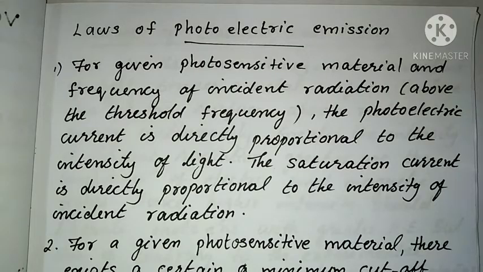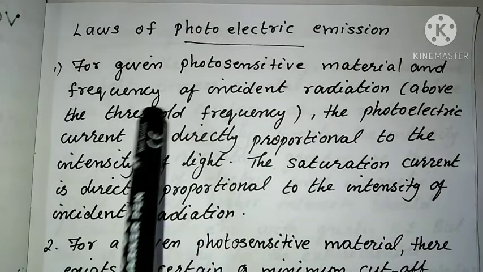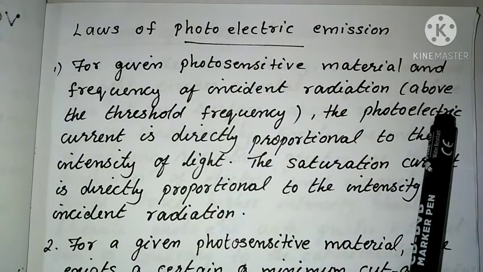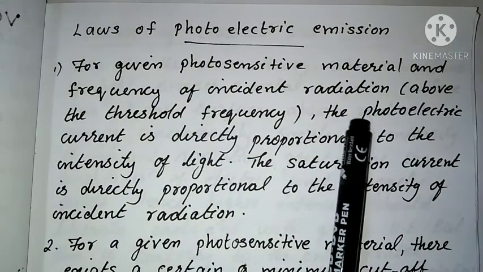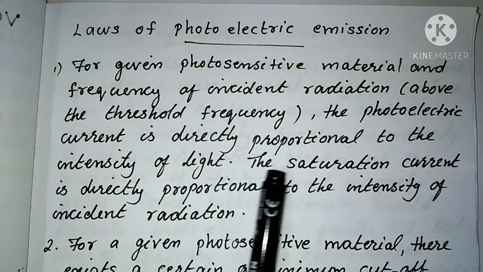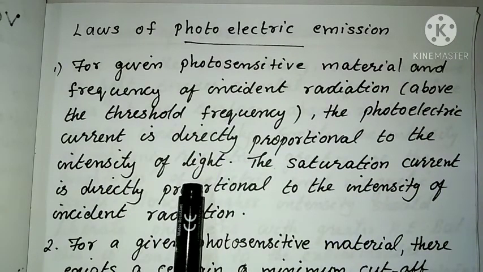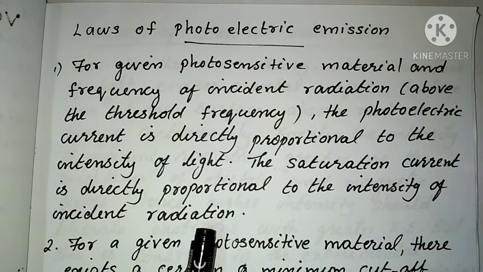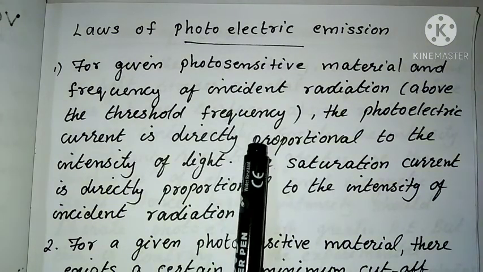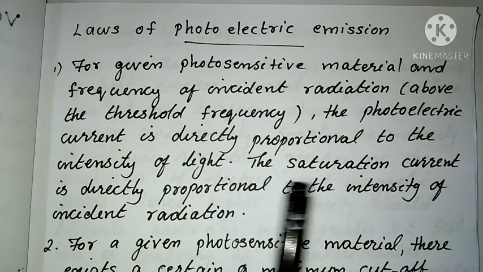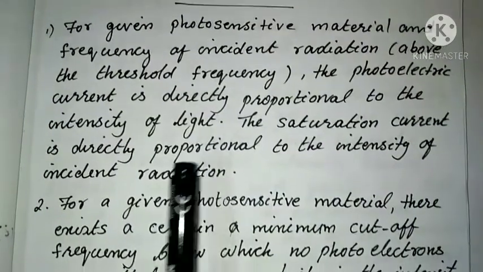Laws of photoelectric emission. On the basis of the experimental results on the photoelectric current, Lenard and Millikan gave the following laws of photoelectric emission. First point: for a given photosensitive material and frequency of incident radiation, the photoelectric current is directly proportional to the intensity of light. The saturation current is directly proportional to the intensity of incident radiation. So this point gives that photoelectric current is directly proportional to the intensity of light.